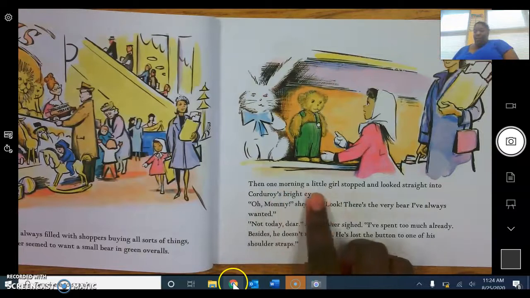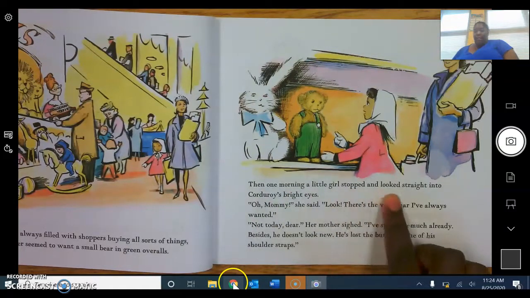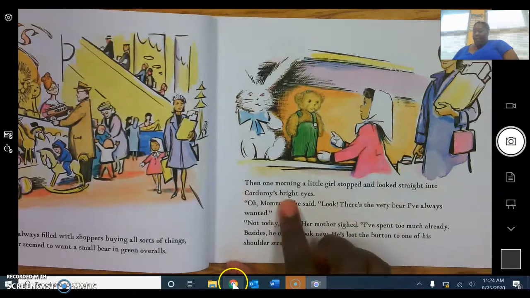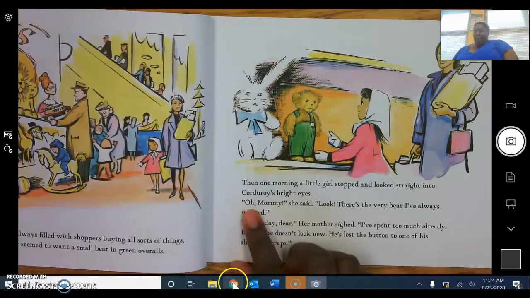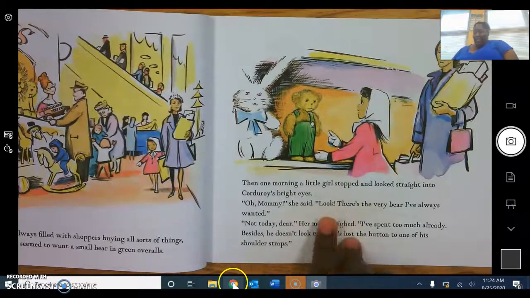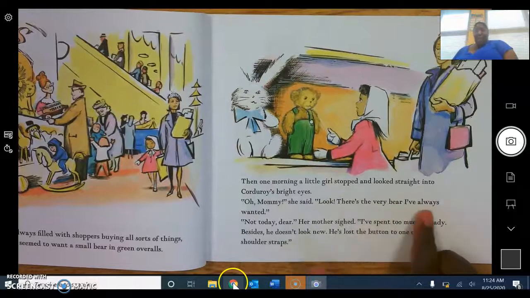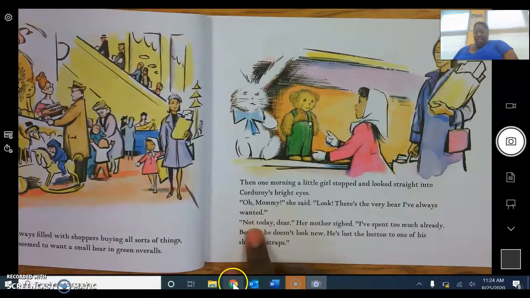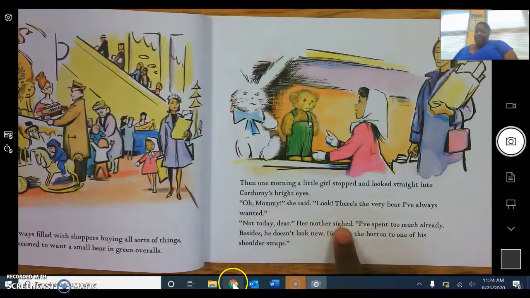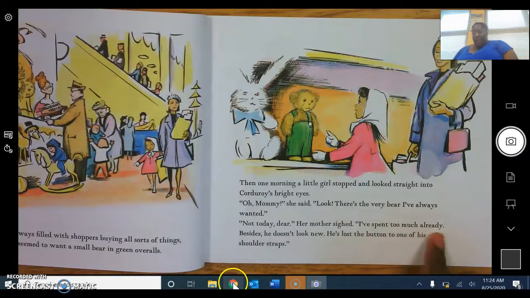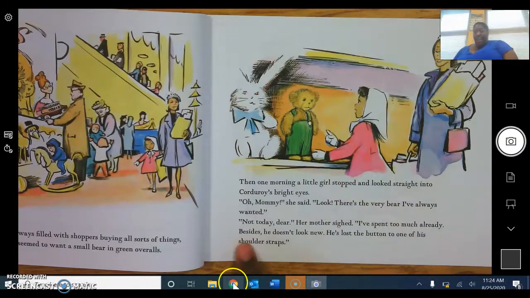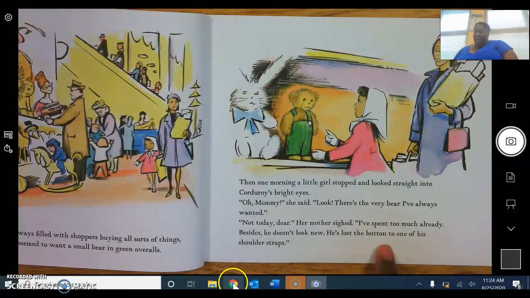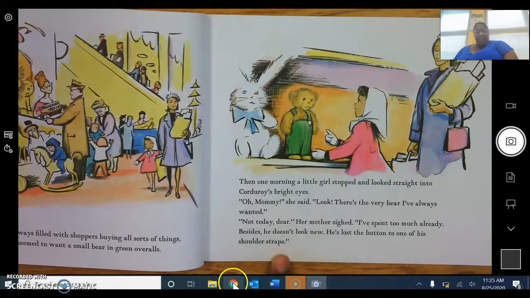Then, one morning, a little girl stopped and looked straight into Corduroy's bright eyes. "Oh, Mommy," she said, "look, there's the very bear I've always wanted." "Not today, dear," her mother sighed. "I've spent too much already. Besides, he doesn't look new. He's lost the button to one of his shoulder straps."